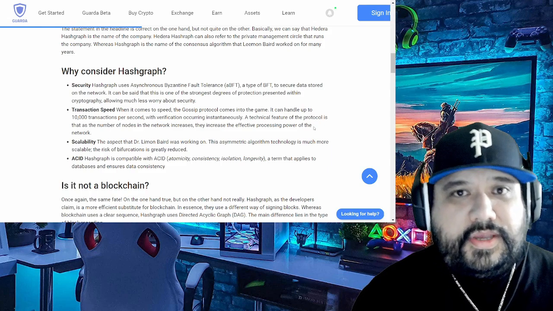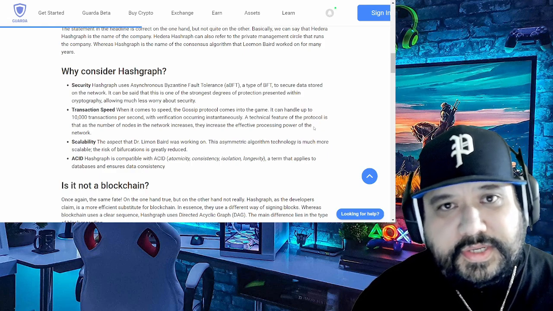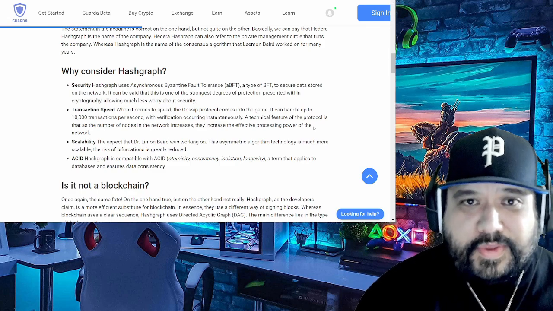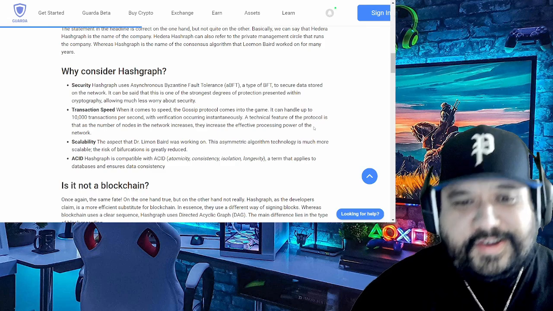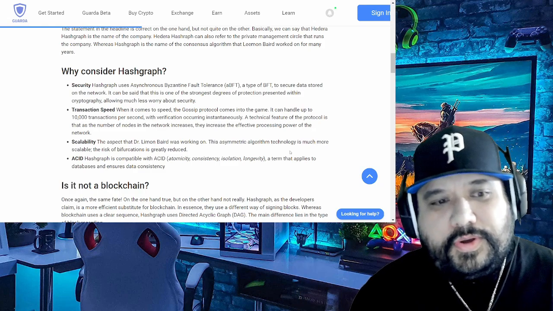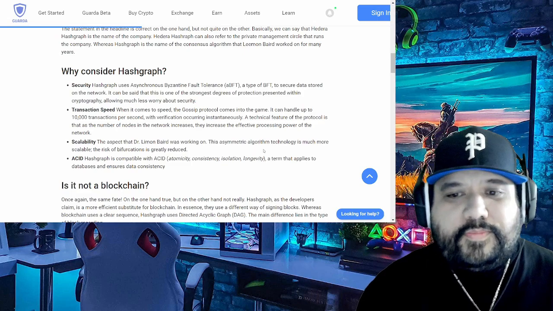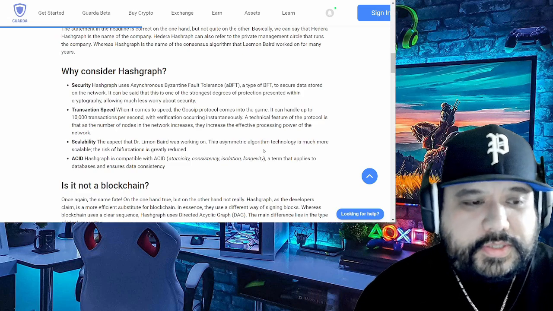And then that spreads, and then that spreads, and then more people talk about it and so on. I know it's a weird representation, but come on, it's gossip. Hence what you see right here. All right. So yes, a technical feature of the protocol is that as the number of nodes in the network increases, they increase the effective processing power of the network. I know I read it twice.